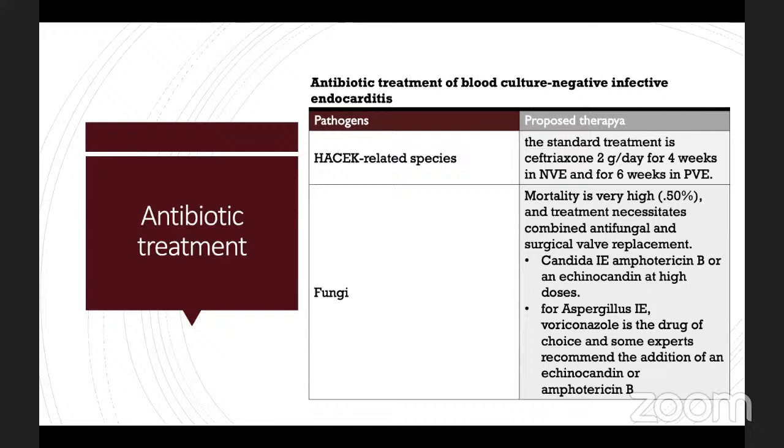If the patient is infected with a fungus, the mortality rate is very high, like 50%, and treatment is combined antifungal and surgical valve replacement. If the patient has Candida infective endocarditis, use amphotericin B or an echinocandin at high dose. If the patient has aspergillosis infective endocarditis, voriconazole is the drug of choice, and some experts recommend adding an echinocandin or amphotericin B.